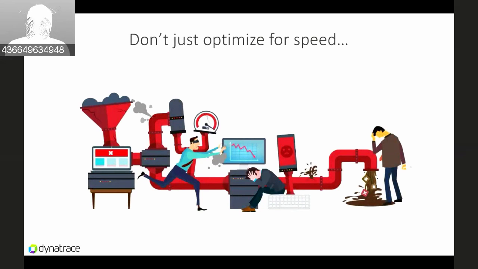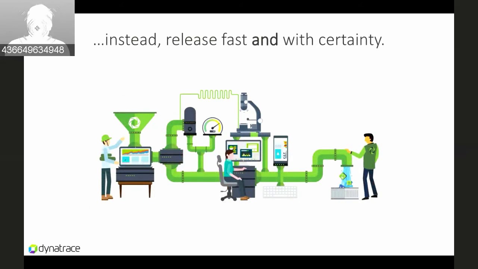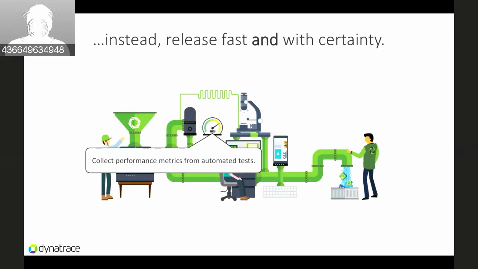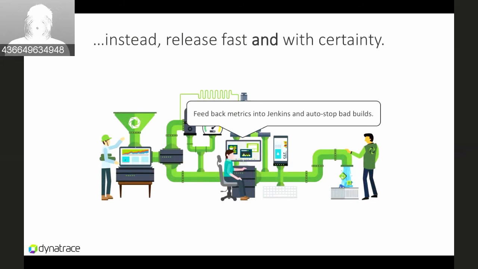I want to keep it short now because we're already over time. Don't just optimize for speed. We all talk about speed, right? But it's also about quality. So instead, release fast and with certainty. We want to provide you with a use case where you can use Dynatrace not only in production, but also in pre-production to understand whether your containers that you have in OpenShift are fit for purpose in production or not, okay? So in detail, this means we can help you identify bad code before it gets checked in. We collect performance metrics from automated tests, and we feed those metrics back into Jenkins and are able to auto-stop bad builds if you want us to do so. But that's an optional thing, right? But this is what we're able to do.